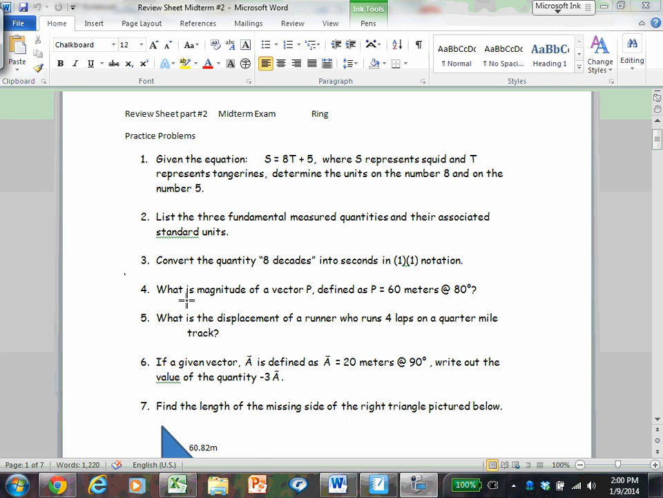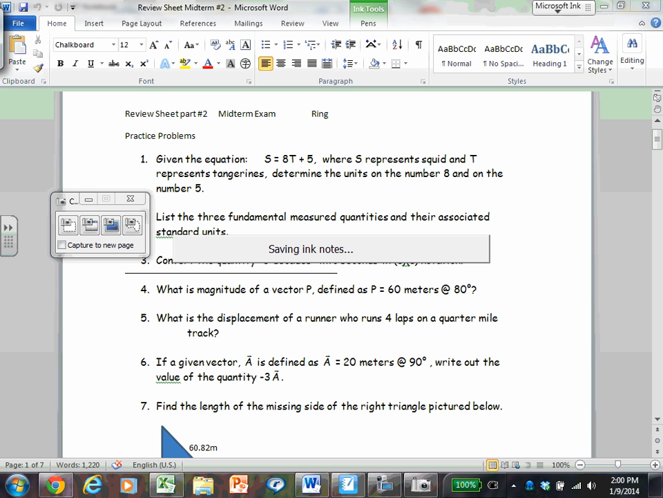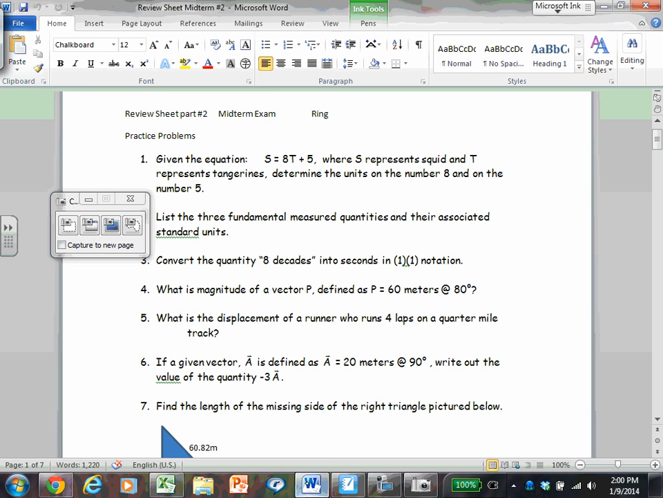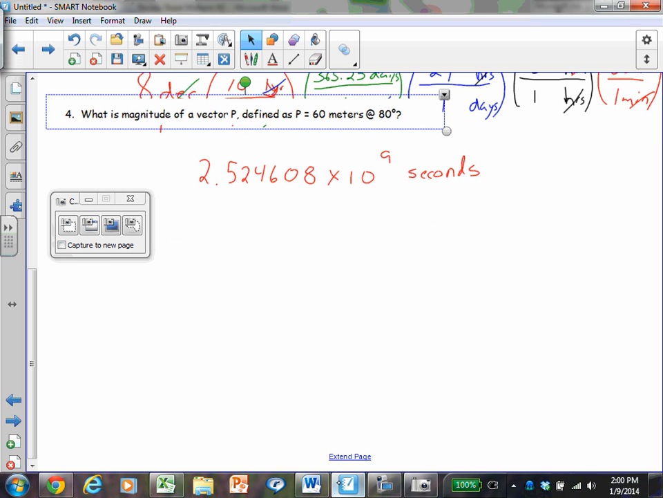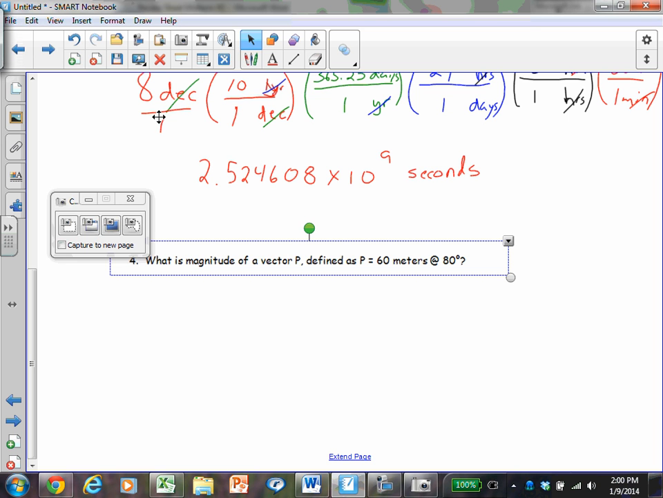What is the magnitude of vector P? This is the toughest one on there, I think. No offense, Carolyn. What is the magnitude of vector P? All you have to do is remember what magnitude is, right? It's just 60 meters. That's it.